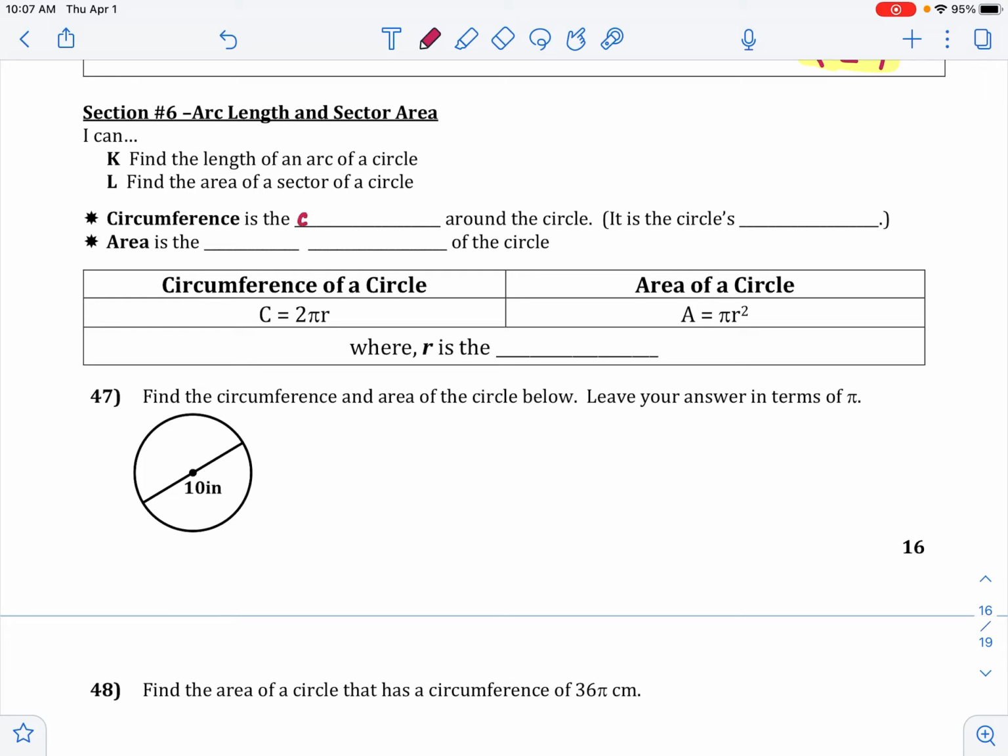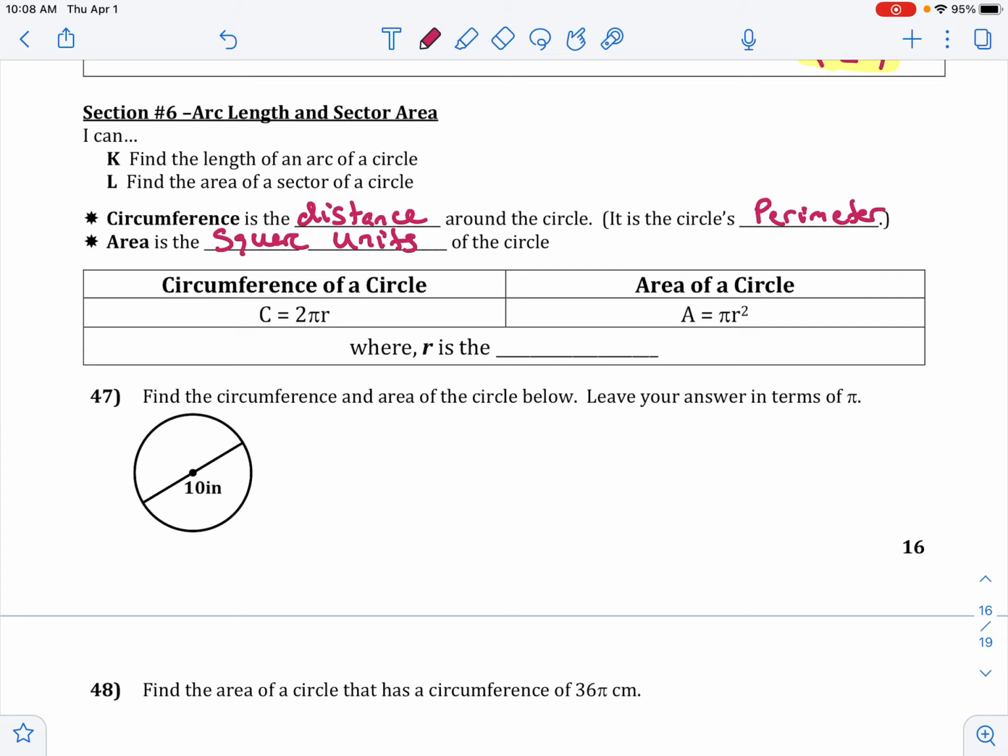So the circumference, remember, is the distance around the circle. We also refer to it as the circle's perimeter. Area, however, represents the number of square units of the circle. It's kind of like filling the circle.